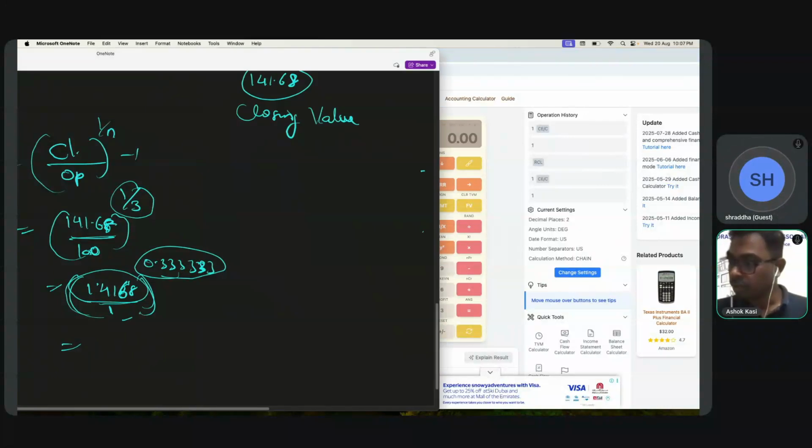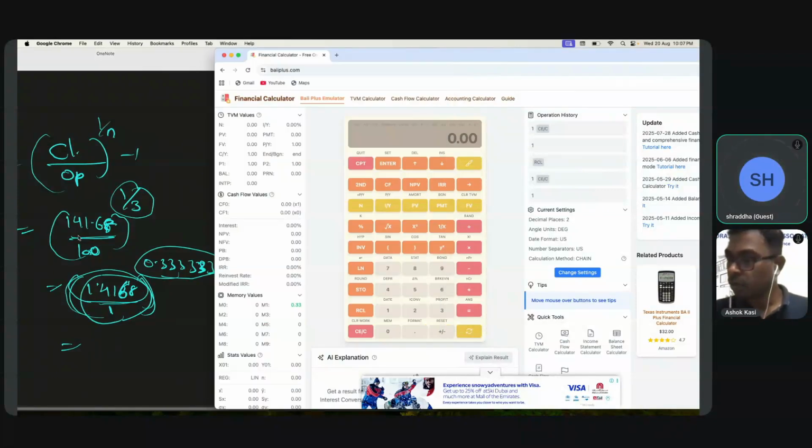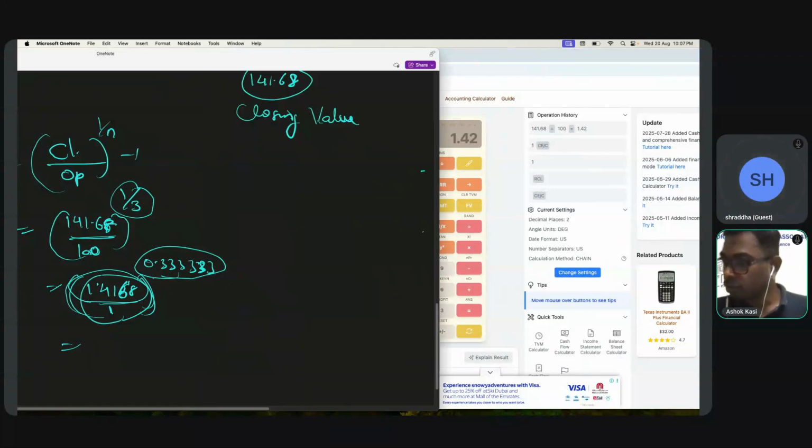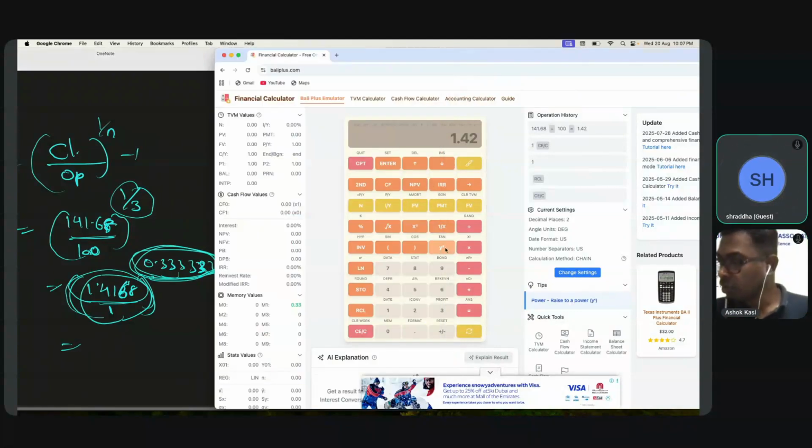Now here, this number, 141.68, divided by 100, equal to 1.42. Now this 1.42 is raised to 0.33. For raised to, I have this one, y raised to x. So raised to recall 1, and then equal to. So it comes to what?